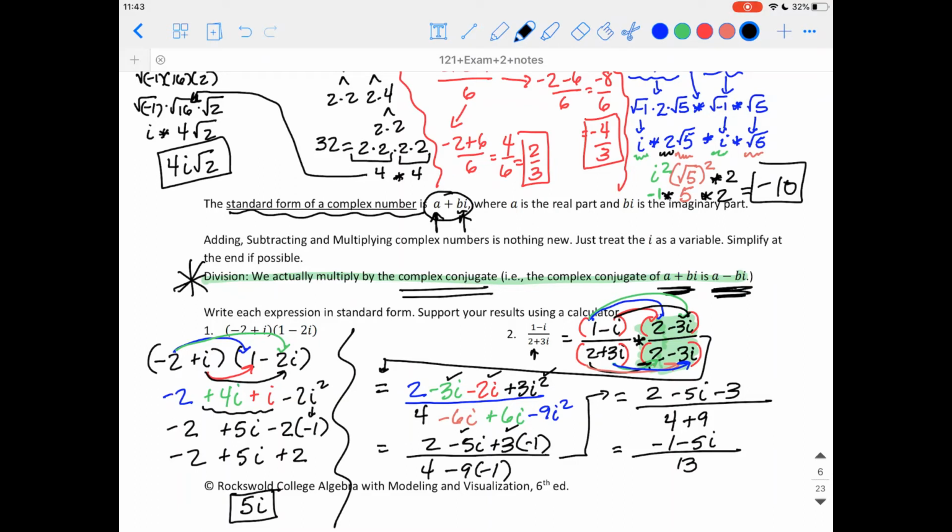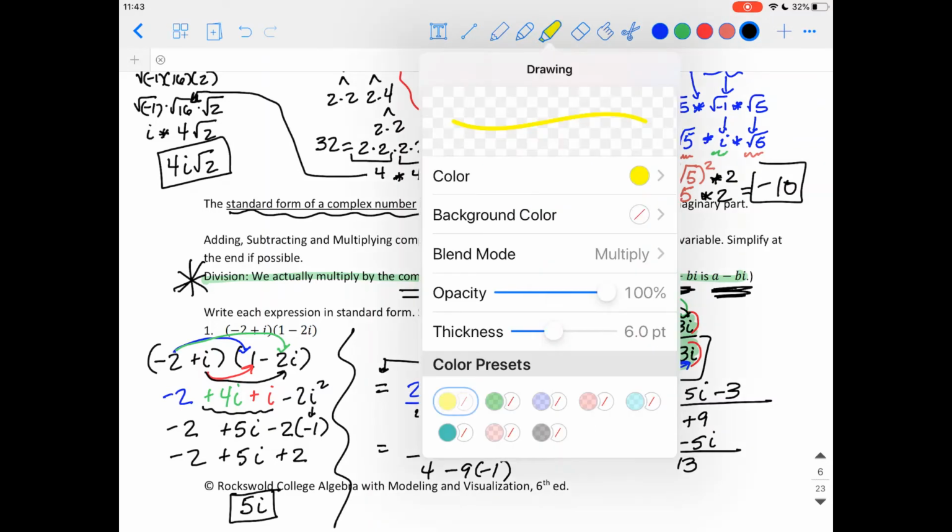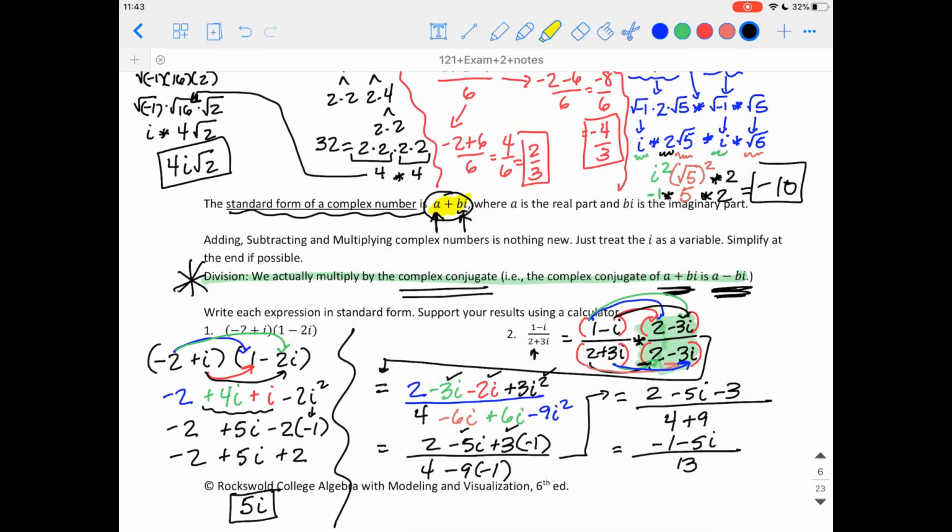Now, we need to rewrite it in this form. So the real part, and then plus or minus the imaginary part. So from our fraction days, we need to remember that I can break this up into 2 fractions. This is going to be negative 1 over 13 minus 5 over 13 i. And so here is our answer for that one.